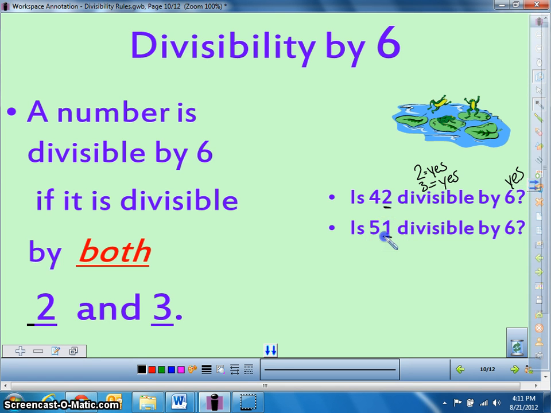So let's try this one out. 51, is that divisible by 2? No, it's an odd number. I can go ahead and stop because it has to be divisible by both 2 and 3. We know it's not divisible by 2, so it is not divisible by 6 either.